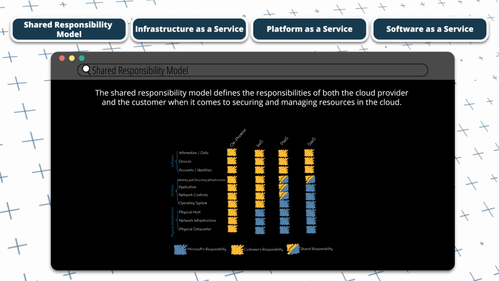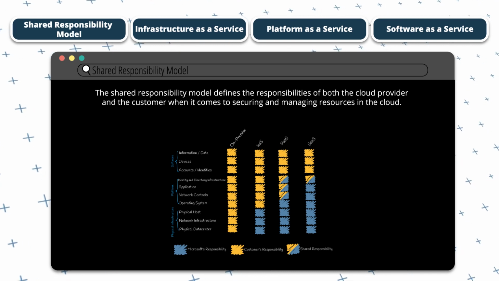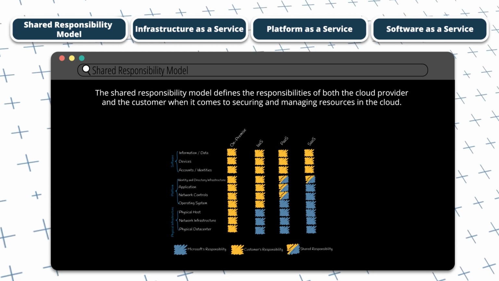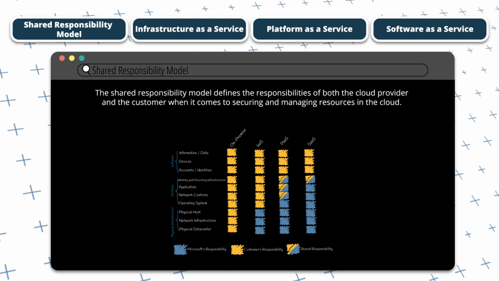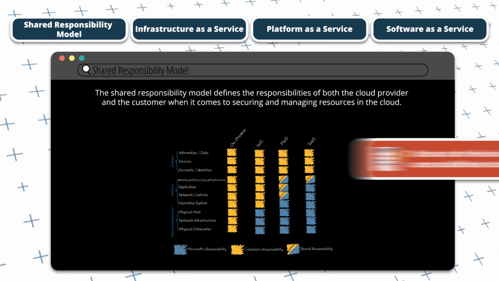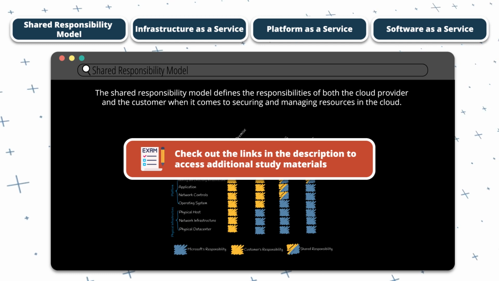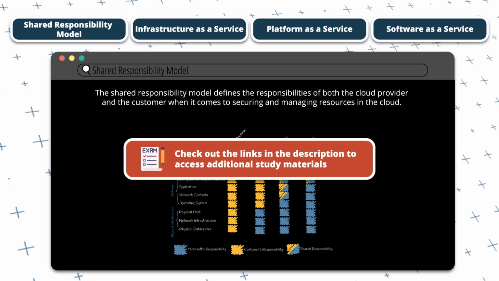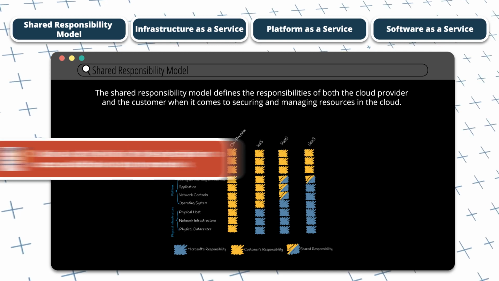Okay, great. So you should now be familiar with the shared responsibility model, along with the 3 types of cloud services, each with different levels of responsibility between the cloud provider and the customer. If you check out the links in the description, there are some practice questions you can take, covering what I've discussed in this video to help you prepare for the exam.